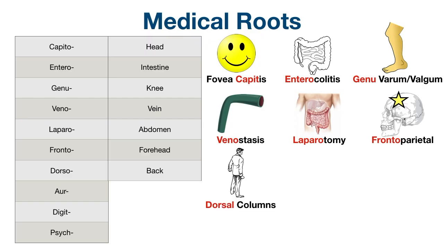Moving on to dorso, this means back. You might remember from the prefix video, we use dorso to mean back, behind, or posterior when talking about positions. Dorso can also be used in anatomy, such as the dorsal column, which refers to the posterior spinal cord.